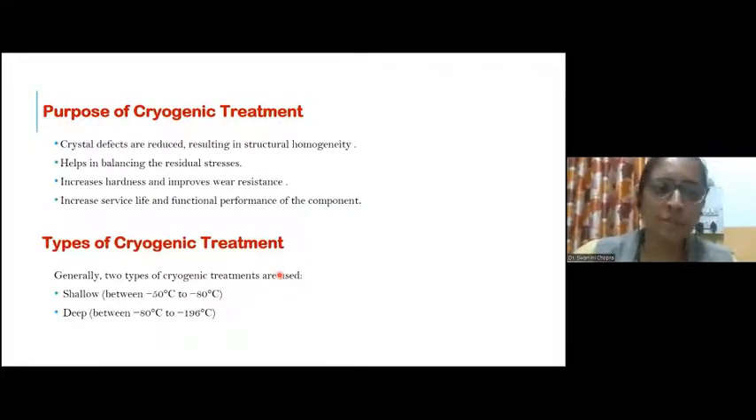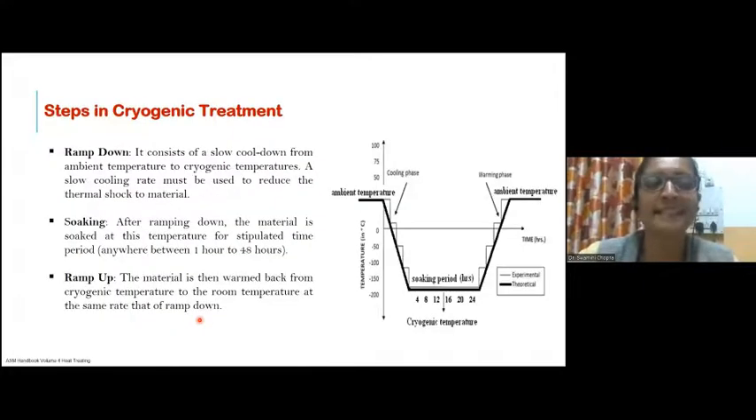So the purpose of cryo treatment is to reduce the crystal defects, help in balancing the residual stress, and improve the hardness and wear resistance, which ultimately improves the service life and performance of the component. Usually, there are two types of treatment: shallow cryogenic treatment, which is given between -50 to -80 degrees centigrade, and deep cryogenic treatment, which is given between -80 to -196 degrees centigrade.